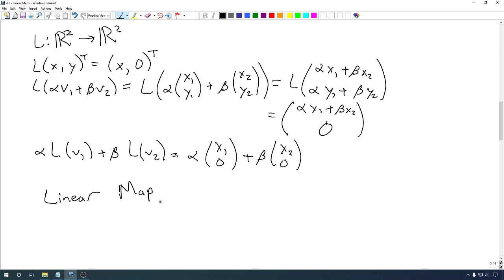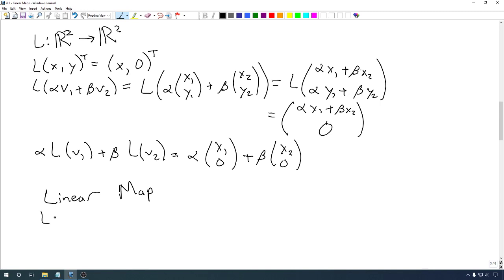We could look at some more complicated ones, and as you can kind of tell here, sometimes it can get a little cumbersome to do all the work. Maybe we won't do all of it. Maybe I'll just mention a few other examples, but not go through every little step. But this is the kind of way that you would go about proving that these things are linear maps.